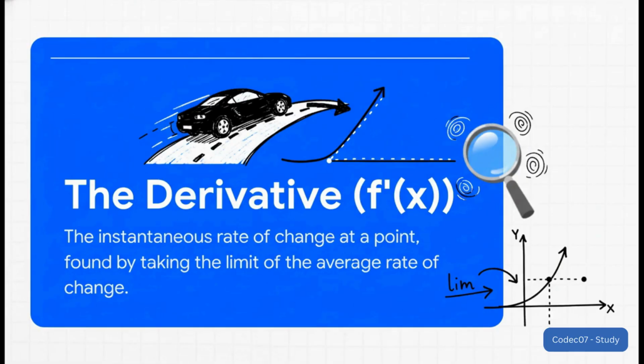And that brings us to the first hero of our story, the derivative. The derivative is that instantaneous rate of change. It's the exact slope of a curve at one specific point. It's what you get when you take that zooming in idea all the way to its logical conclusion using a limit. It is the answer to our question about the car's exact speed at any given moment.